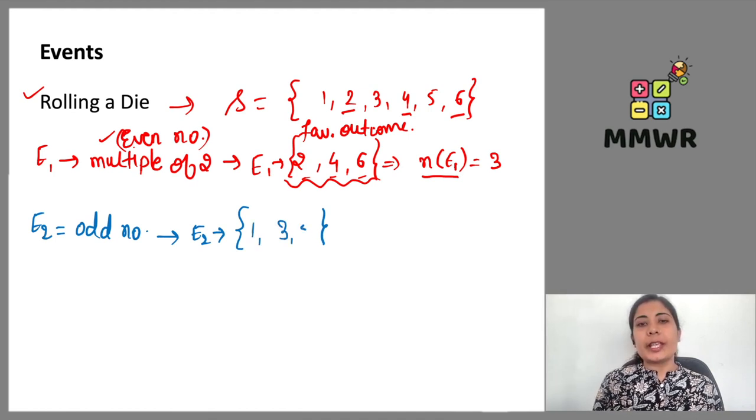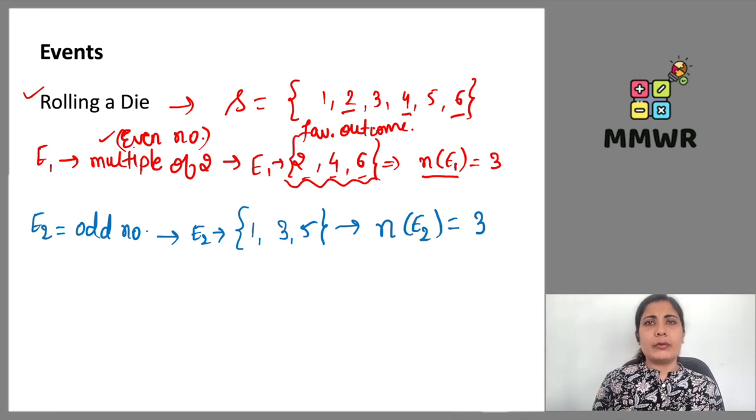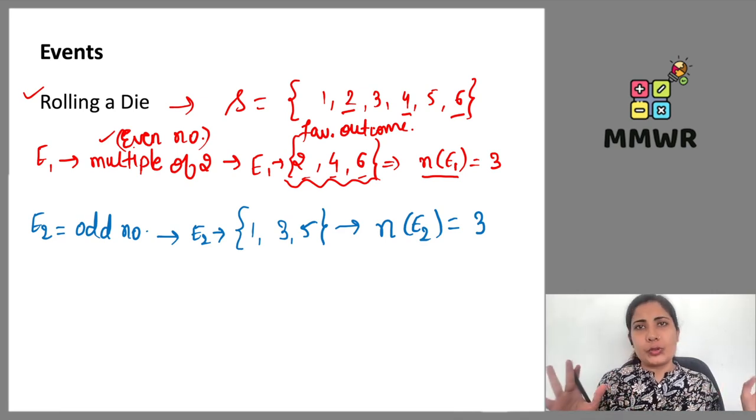So 1, 3, 5, these three numbers will be the favorable outcome members. What are the favorable outcomes? 1, 3, 5. And how many members are there when we look for the odd number list after rolling a die? So the number of favorable outcomes for event 2 is also 3, right? Similarly, we can discuss event 3, event 4, whatsoever it is.